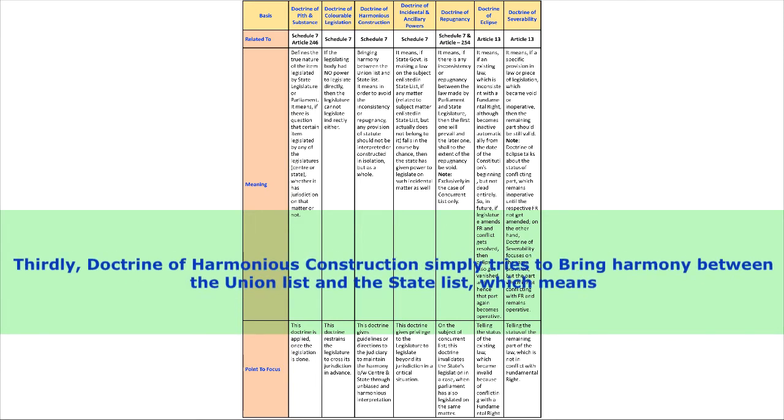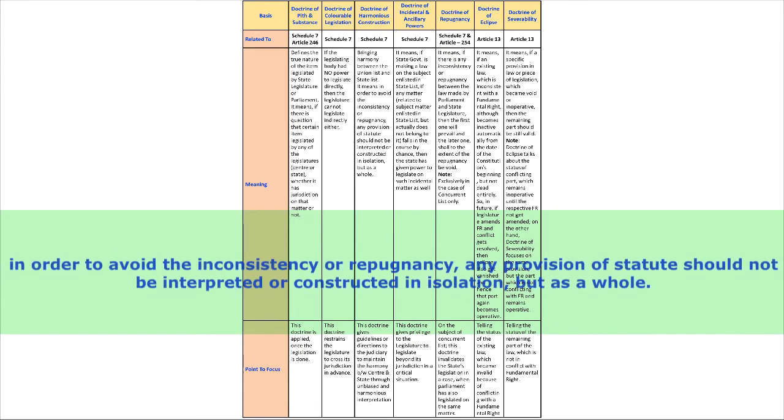Thirdly, Doctrine of Harmonious Construction simply tries to bring harmony between the Union List and the State List, which means, in order to avoid inconsistency or repugnancy, any provision of a statute should not be interpreted or construed in isolation, but as a whole.